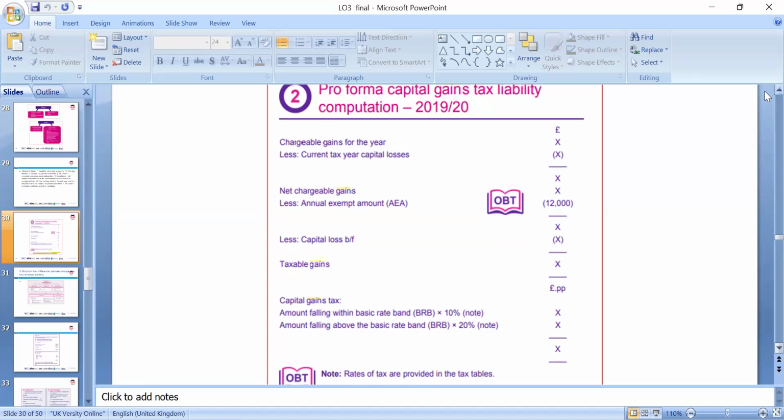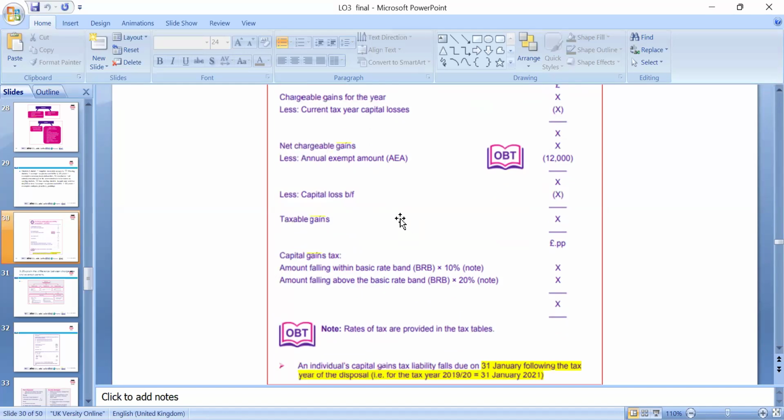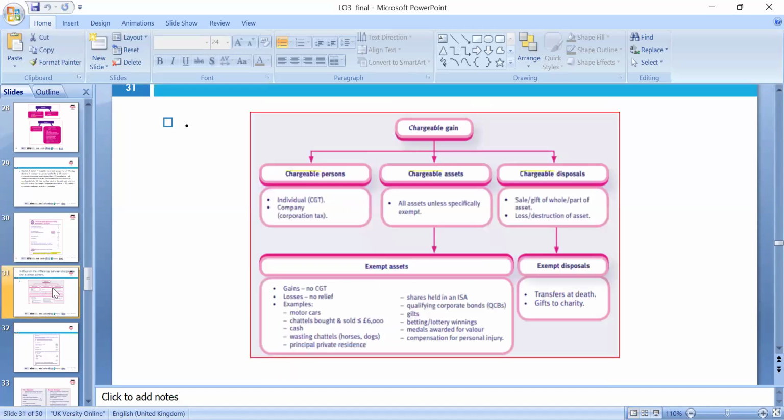The chargeable gain for the year, less the tax for the year. If you have capital losses, we have to deduct them. Now for the personal allowance, we have the annual exempt amount, which is 12,570, less capital losses if you have any. Then you have the chargeable gain, and we can look at the amount in the basic rate band and the higher rate band. If your income falls within these, we apply these rates. We will look at examples as well.